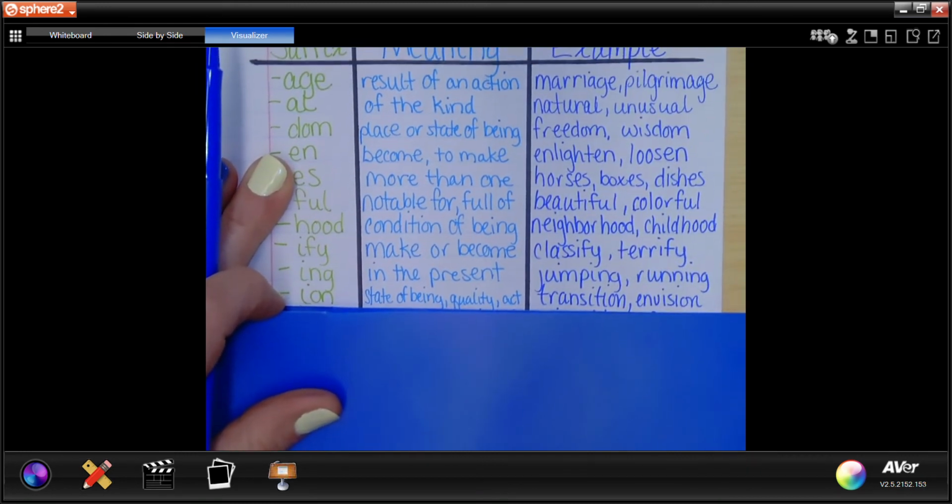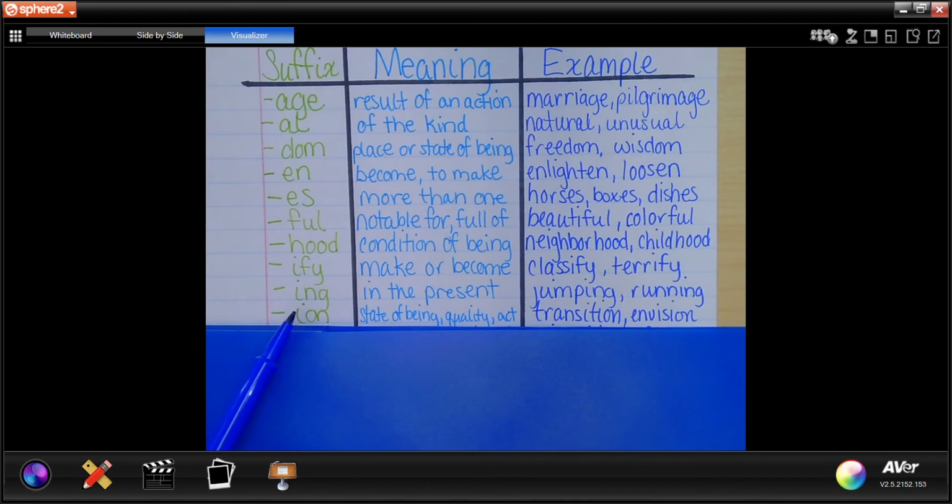The suffix ion means the state of being, quality, act. One example is transition. So transition is the act of changing from one state to another. Another example is envision. Envision is the act of imagining possibility.